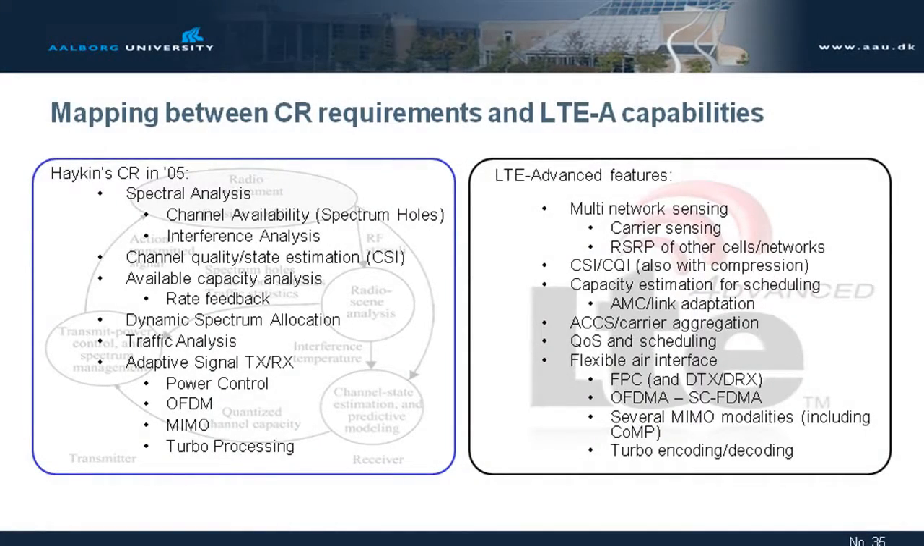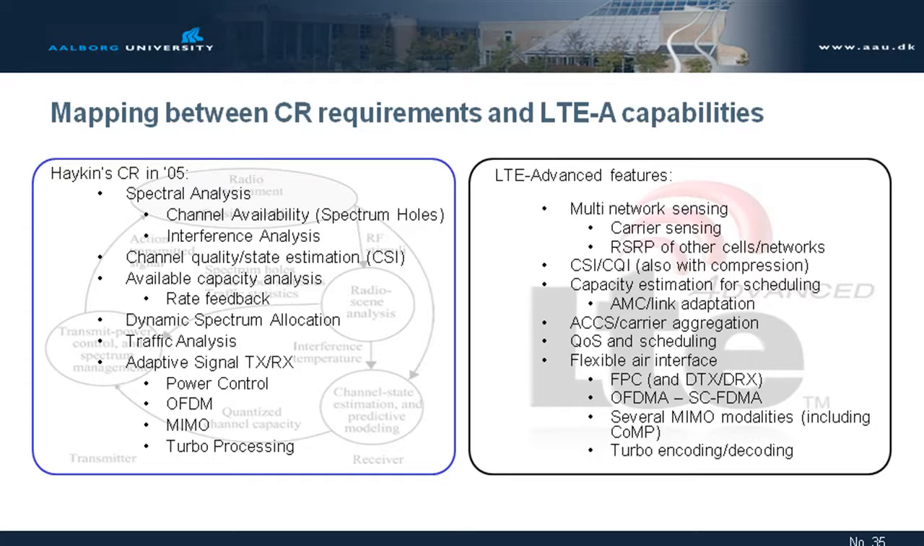We are developing the technology. If you talk to these two guys, it's what we are doing every day. Traffic analysis, we have QoS and scheduling, without mentioning everything which is in the core network. Adaptive signal transmission and reception. Power control. We have fractional power control, for example. And we have DTX and DRX, which are the features that control the efficiency pattern in the device, for example, in order to have energy efficiency and go to sleep when not needed. OFDMA and single carrier OFDMA in uplink. We are talking about MIMO, several MIMO modalities, including coordinated multipoint transmission, meaning that I can do MIMO from different cells, or turbo processing, turbo encoding and turbo decoding.